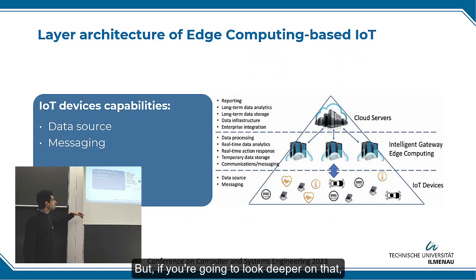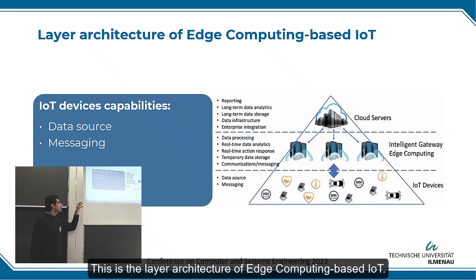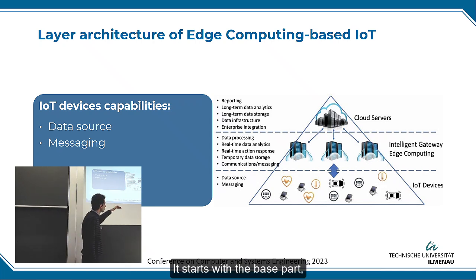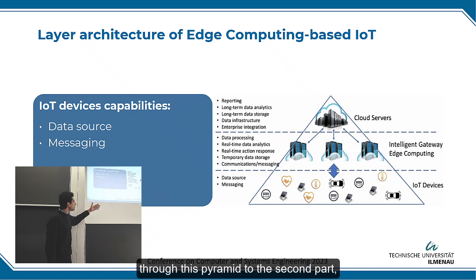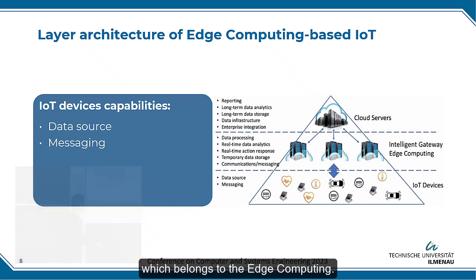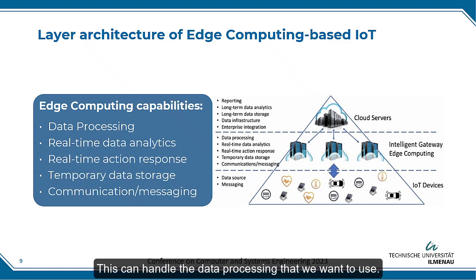But if you look deeper, you can see the pyramid here. This is the layer architecture of edge computing-based IoT. It starts with the base part, which belongs to the IoT devices that can capture data. This data is sent through the pyramid to the second part, which belongs to edge computing. This can handle the data processing that we want to use. And also, we can expect real-time data analytics and action response here, which is going to be really helpful for us. For example, in smart cities, we can handle and monitor traffic, and in autonomous cars, we can prevent accidents. And also, in the medical unit, you can track vital signs and prevent deterioration, for example. So this is the benefit of using edge computing over cloud computing.